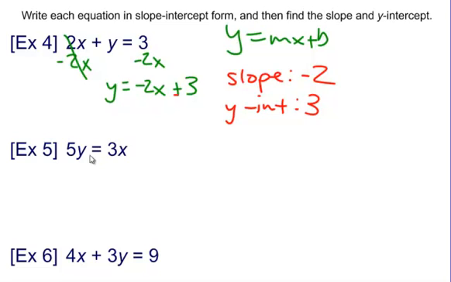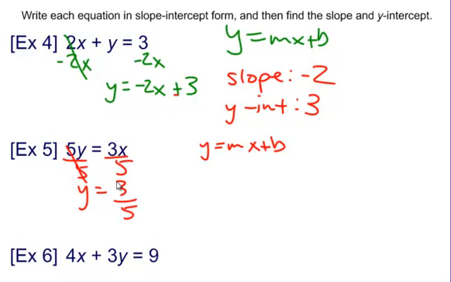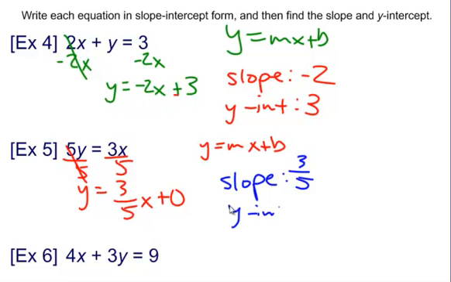All right, down here. I have 5y equals 3x. I want to get that again into y equals mx plus b form. So I need to get rid of that 5 because I can only have a y here. So let's divide by 5, divide by 5. That cancels. I have y equals, now we just keep it 3/5 x. And there's nothing added on. Like up here we had a plus 3. There's nothing here. So it's actually just a 0, right? So my slope is 3/5. And my y-intercept is 0.